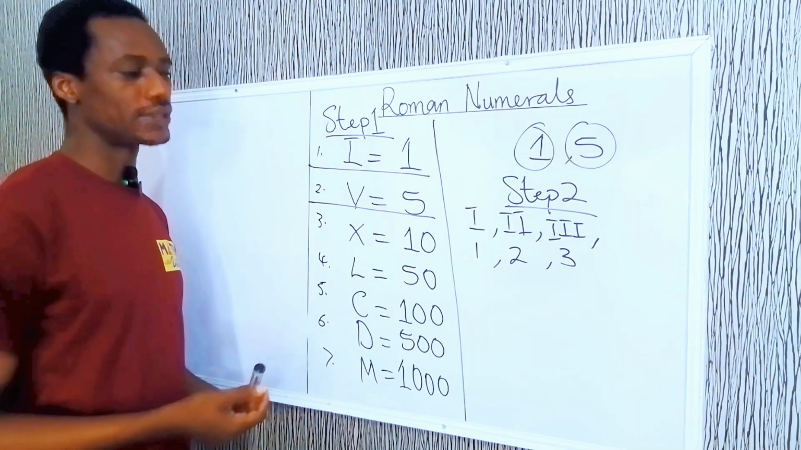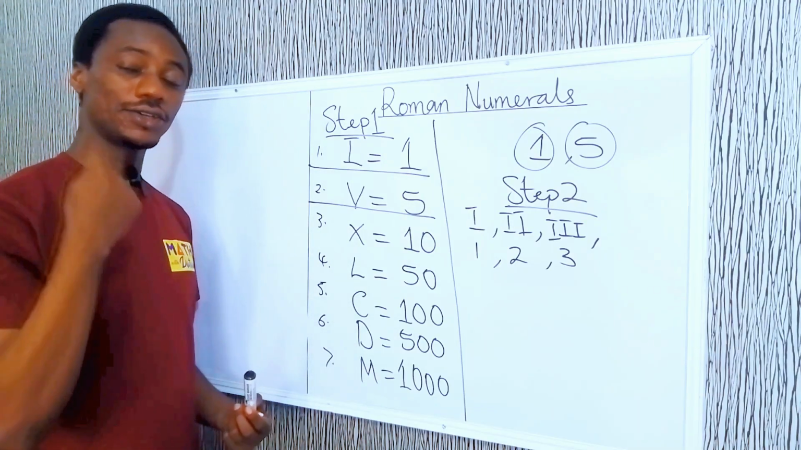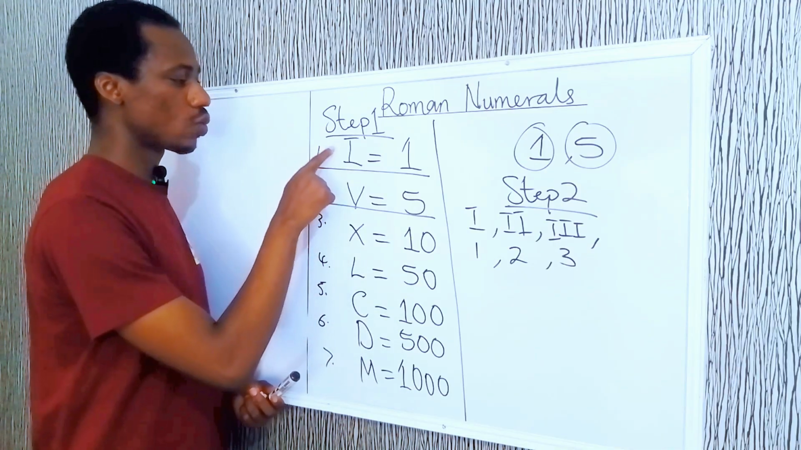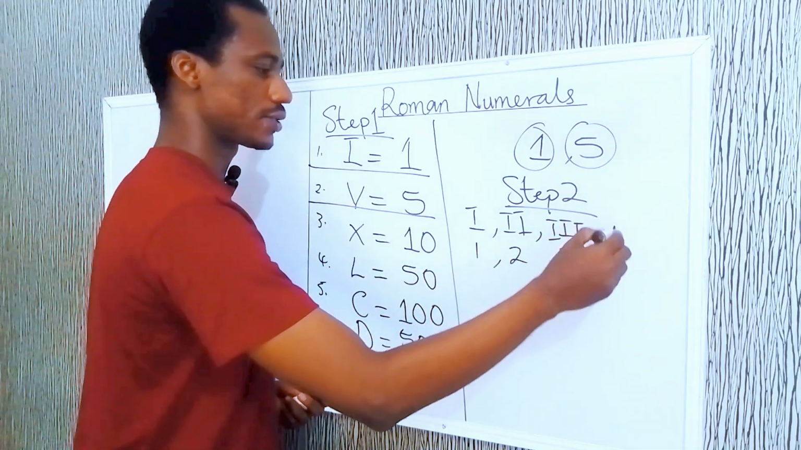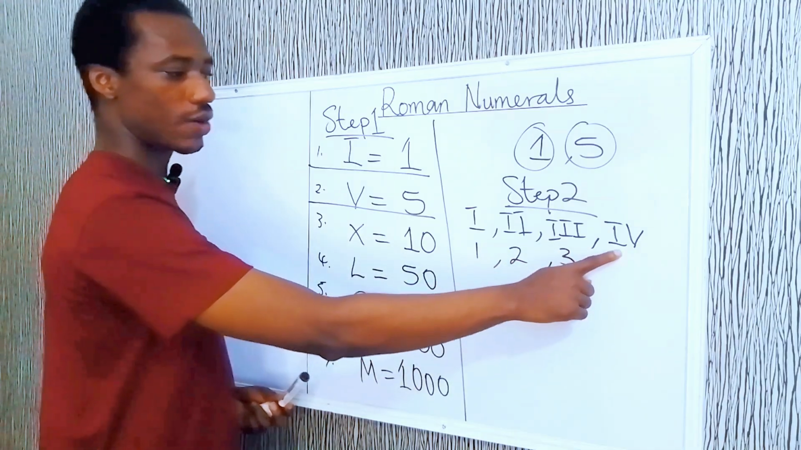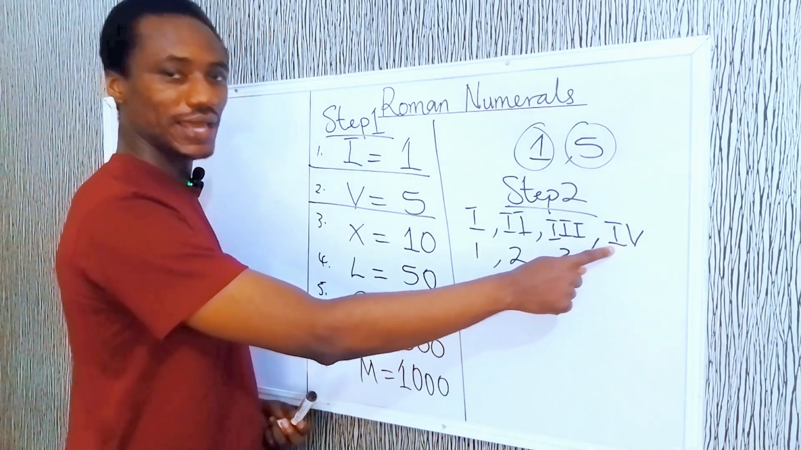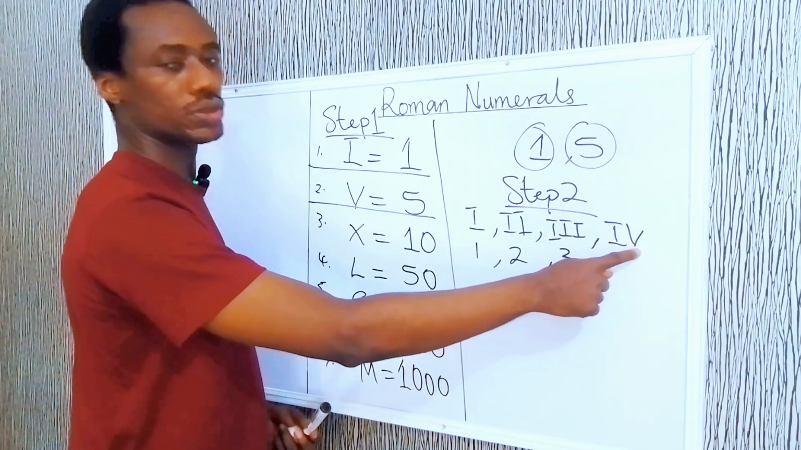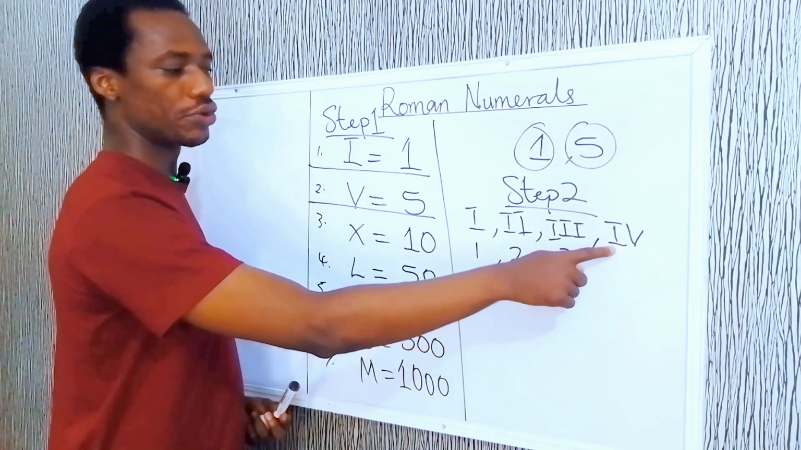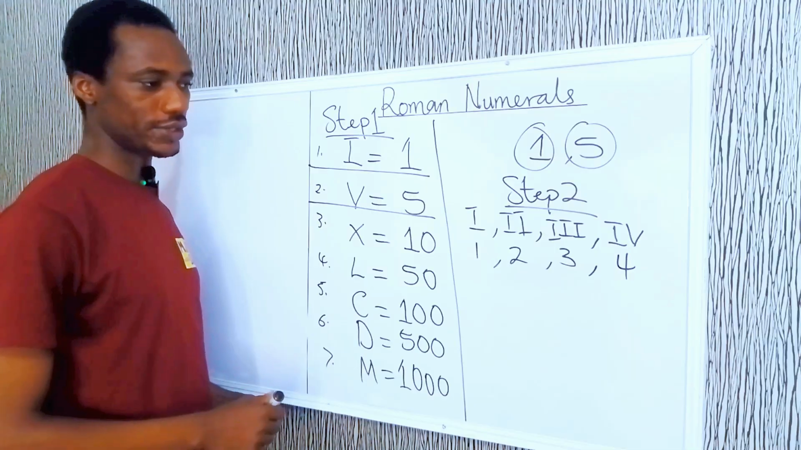So in Roman numerals, how do we take away? We write the smaller number before the bigger one. So we want to take 1 from 5, so we're going to write 1 and then 5. The smaller one here is 1, and the bigger one is 5. When you have the smaller letter before the bigger one, it means you're subtracting them. So this means 5 minus 1, and that is 4. Have you seen that now?